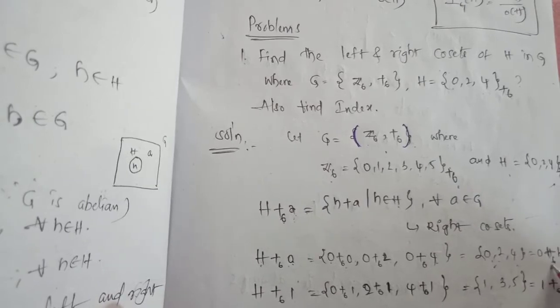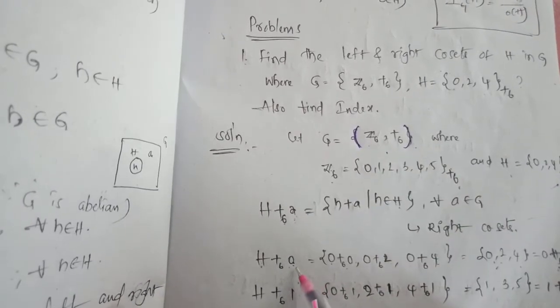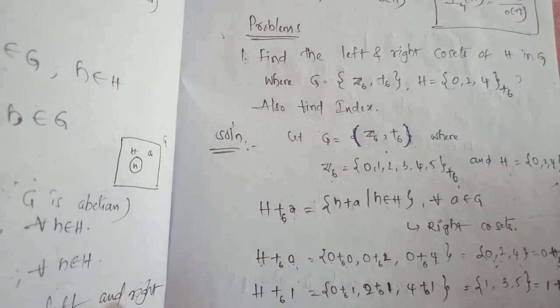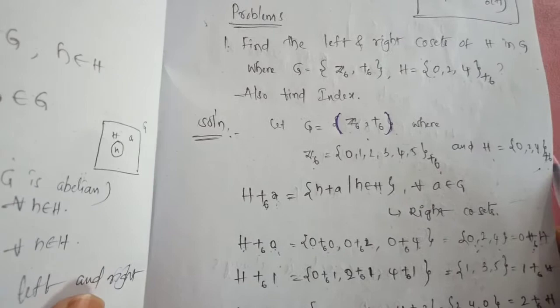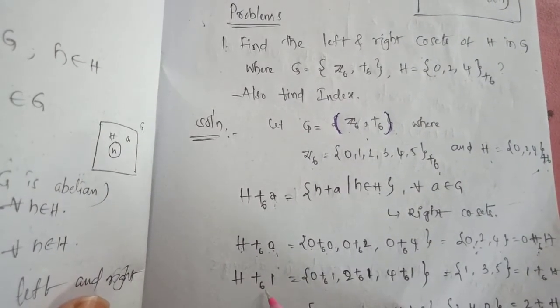So this is called a left coset. This is called a right coset. Left cosets and right cosets both are the same. Now come to another number. I am going to take another element of G, which is 1. H addition modulo 6 with 1.